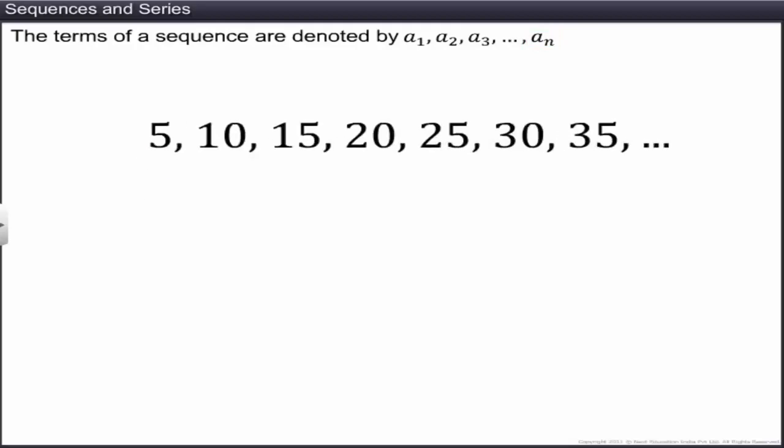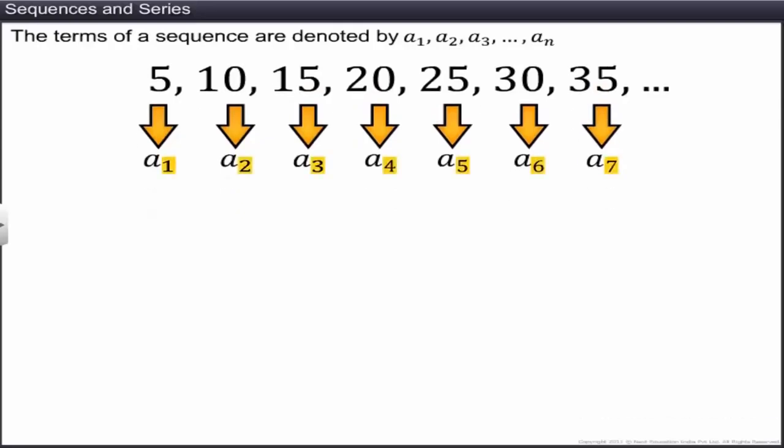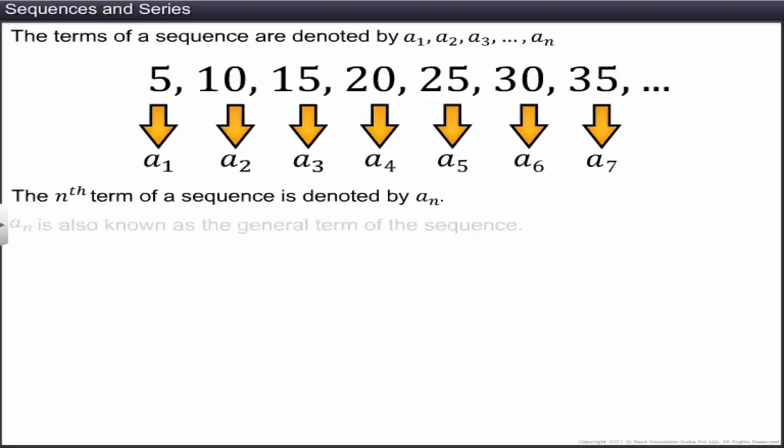The terms of a sequence are denoted by A1, A2, A3 and so on up to An, where A1 denotes the first term, A2 the second term, A3 the third term, and An denotes the nth term of the sequence. For this sequence, 5 is the first term, 10 is the second term, 15 is the third term, and 35 is the seventh term. Observe that the subscripts denote the position of the terms in a sequence. If we say the nth term of a sequence, it means that the term is at the nth position in the sequence. The nth term is denoted by A with subscript n. An is also known as the general term of the sequence.